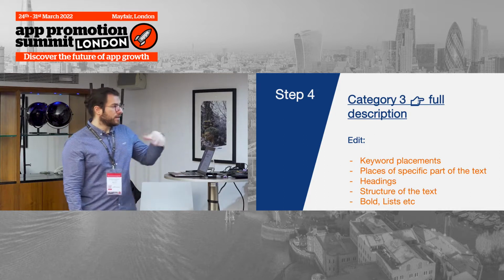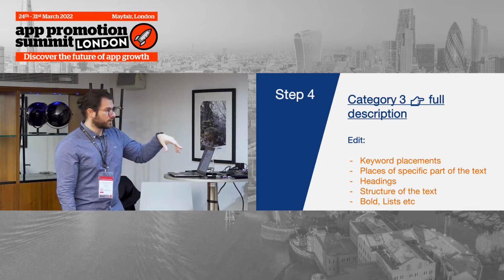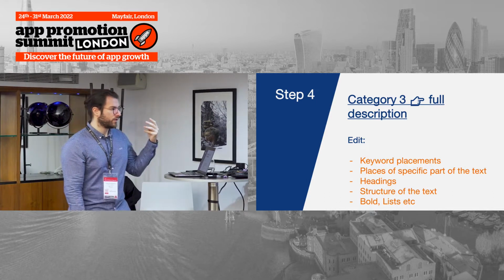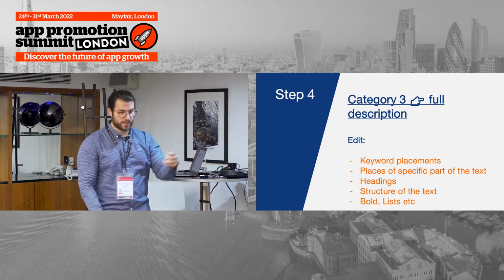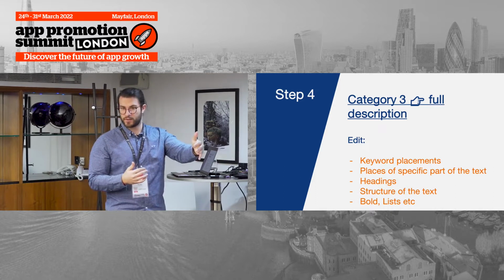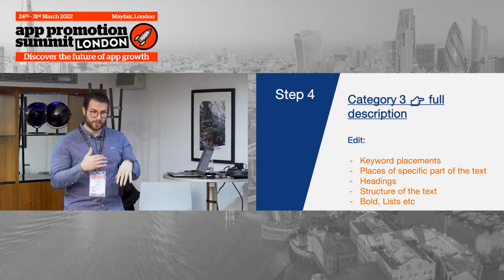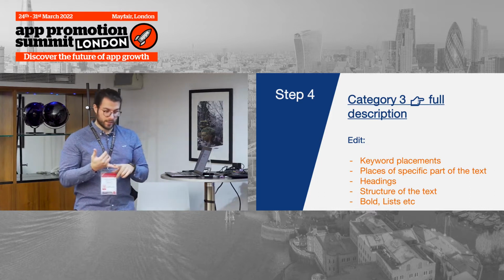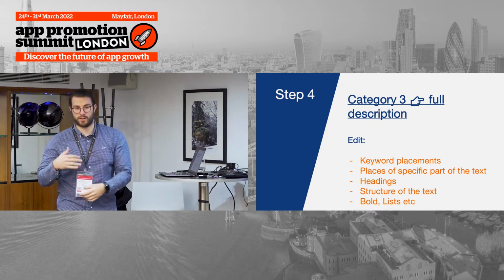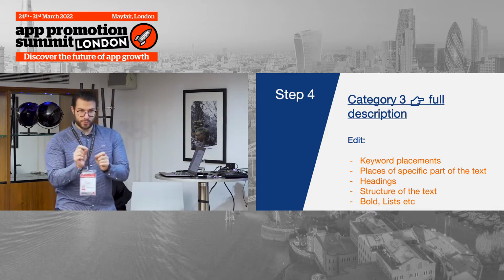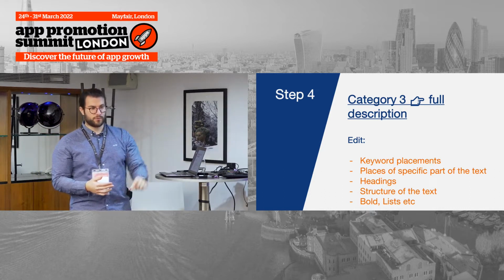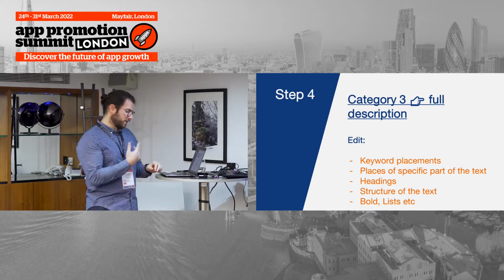For the full description, this asset gives us more flexibility. You can test keyword placements, specific places and parts of the text. You can change headings. You can actually add headings, so you can have a completely different structure of the text. You can add HTML, so making bold, adding lists, removing lists, changing the list to numbered. These small changes may at first thought seem irrelevant, but trust me, they do make a difference.